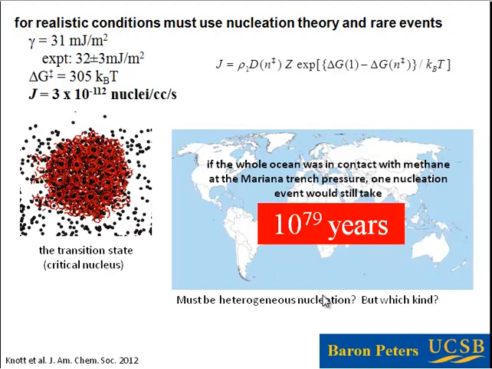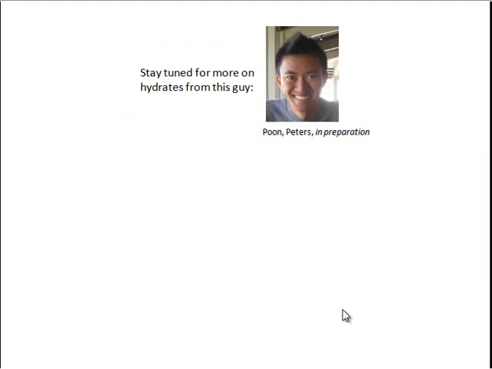So it must be heterogeneous nucleation, and of course that's a very difficult question to ask. Heterogeneous nucleation can take many forms, and I think that quite a few people are now working on trying to understand what kind of heterogeneous nucleation this could be, looking at clay surfaces and graphite surfaces and things of that sort. So you should hear more about methane hydrate nucleation from this guy soon. This is a new graduate student of mine working on this problem, Jeff Poon, and he has a nice idea that we're just starting to develop now.